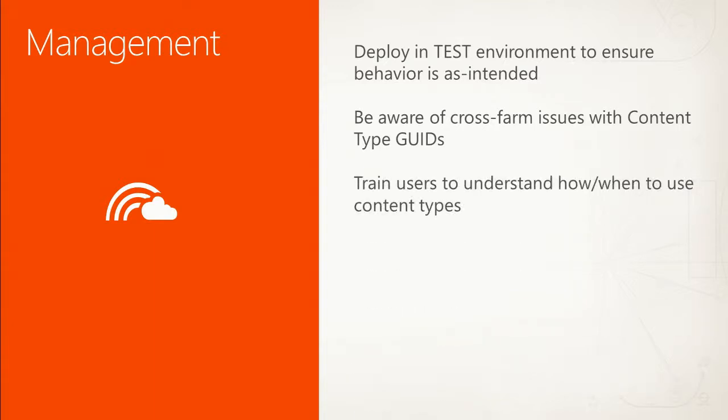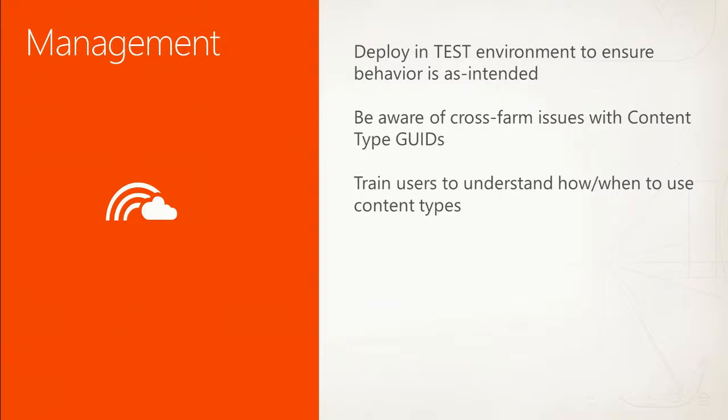You also want to train users. We always forget this step, but when do I use a content type? When don't I? What am I supposed to do when I see a document library and it asks me for the content type? What am I supposed to do with it? Like, what's my training? What do I have to do? What can I do? What should I do? Right? So if you don't have a can, should, must in your organization, you want to think about that. Otherwise, maybe you shouldn't be using content types.